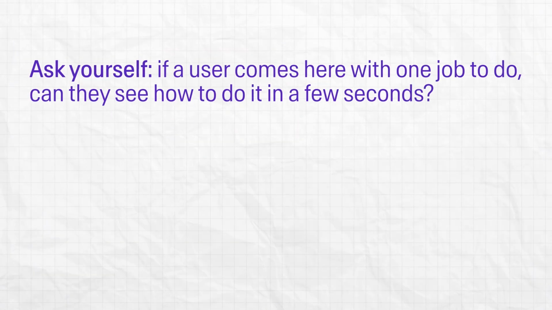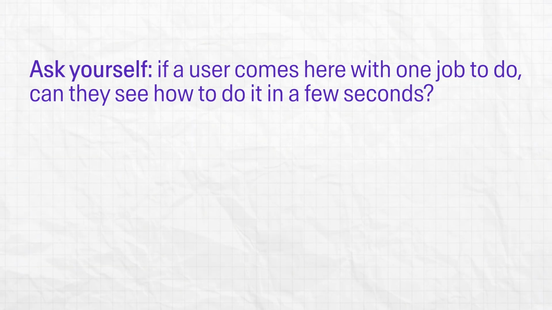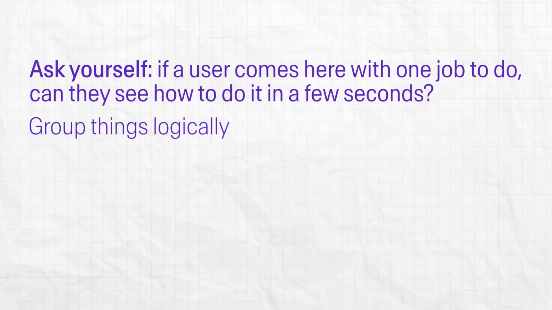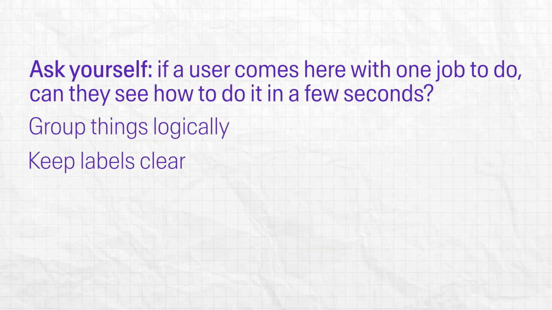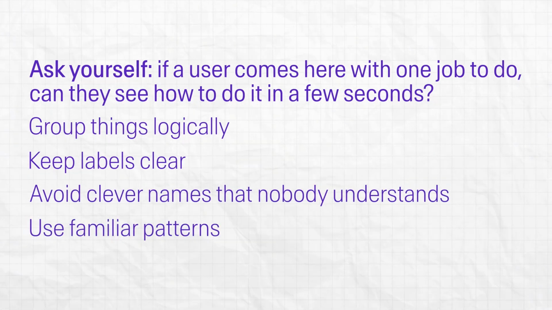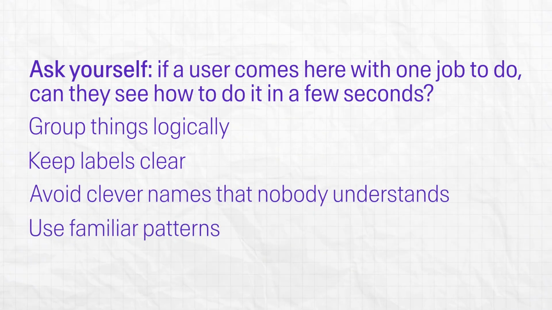Instead, keep it obvious. Ask yourself, if a user comes here with one job to do, can they see how to do it in a few seconds? Group things logically, keep labels clear, avoid clever names that nobody understands, and use familiar patterns. And then test it. Watch someone use your product without helping them. And if they hesitate or ask, where is that? That's your cue to simplify it.